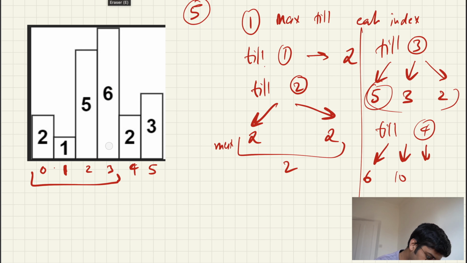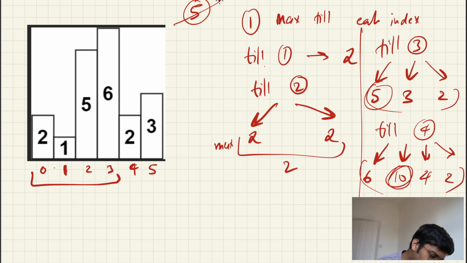Next problem. Maximum I can make from 1 is 4. Maximum I can make from 2 is 2 only. Maximum of all of this is 10. Answer so far is 10. No problem. Move forward.